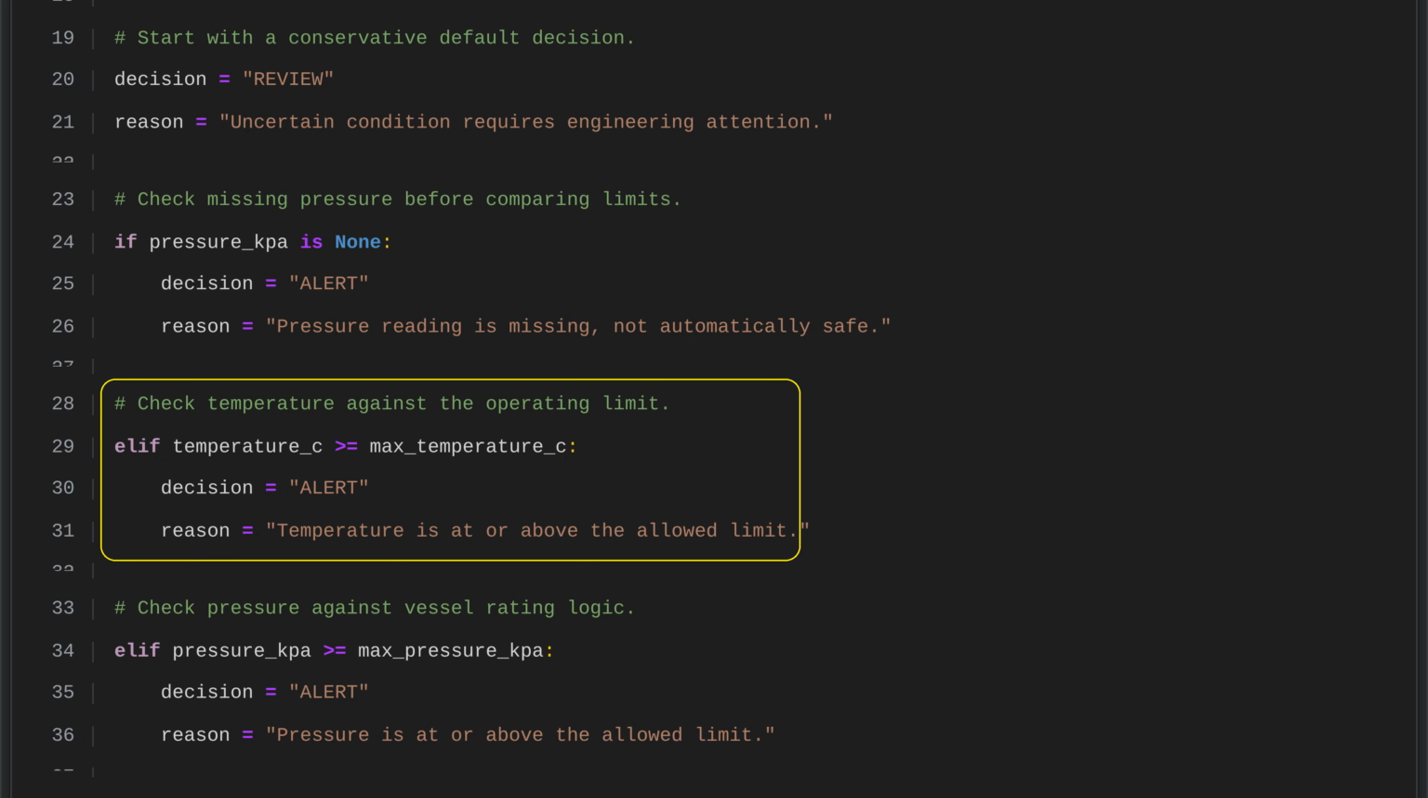The code compares the current temperature with the maximum allowed limit. If the temperature is at or above that limit, it triggers an alert and records overheating as the reason, so the issue can be addressed immediately.